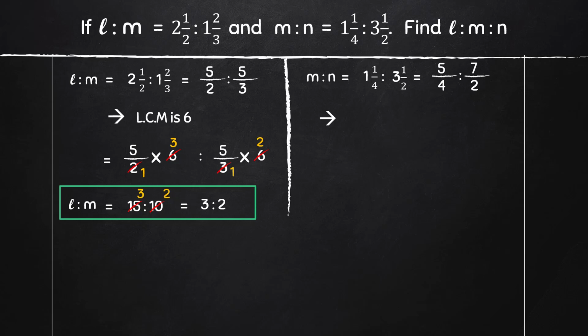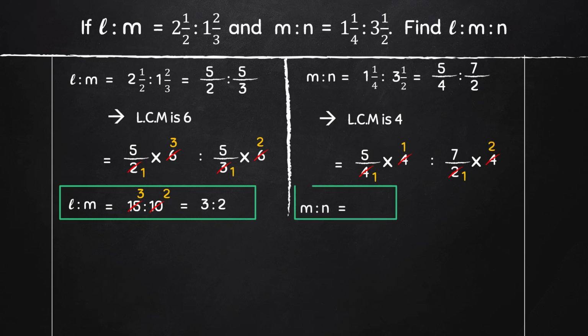Now what is the LCM of 2 and 4? LCM is equal to 4. So the first fraction multiplied by 4 and the second fraction multiplied by 4. So we get 1 time, 2 times. So what is our ratio? 5 is to 14. So M is to N is equal to 5 is to 14. Now that we have the simplest form of ratios, we have to calculate L is to M is to N. L is to M is equal to 3 is to 2 and M is to N is equal to 5 is to 14. So basically we need to ensure the M value remains the same, correct?